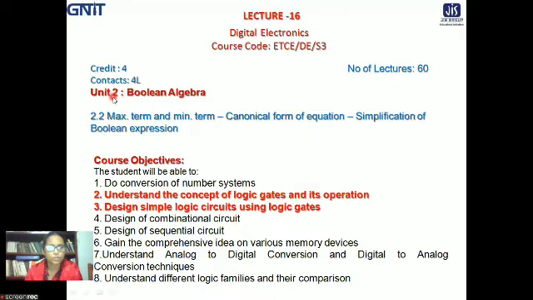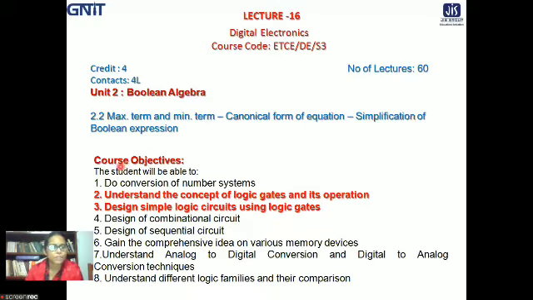In case of unit 2, today we will be starting unit 2.2, which is a sub unit of unit 2. The 2.2 unit consists of max term and min term, canonical form of the equations, and the simplifications of the Boolean expressions. Now, these are the course objectives.